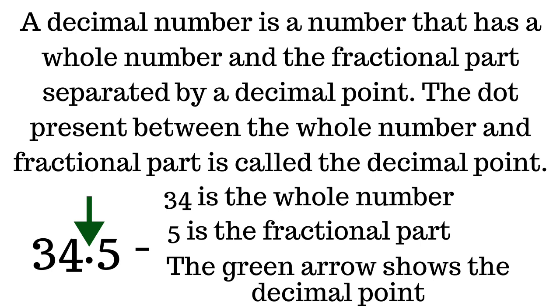Welcome. A decimal number is a number that has a whole number and a fractional part separated by a decimal point. The dot between the whole number and the fractional part is called the decimal point. Example, we have 34.5. 34 is the whole number, the number to the left-hand side of the decimal point, while 5 is the fractional part, the number to the right-hand side. The dot in between is called the decimal point.